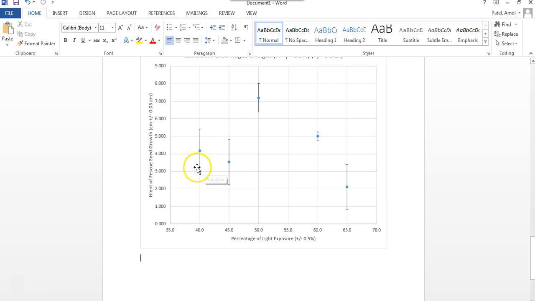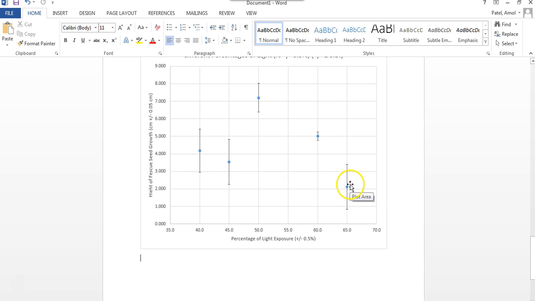I could pick a value, any random number. If I measured a seed's height, I would not be able to tell you the other way around how much light exposure it received. If there was a plant that was 3.1 centimeters tall, it fits into this data range for 40%, it fits into this data range for 45%, and it fits into this data range for 65%. So these are not significantly different from one another.